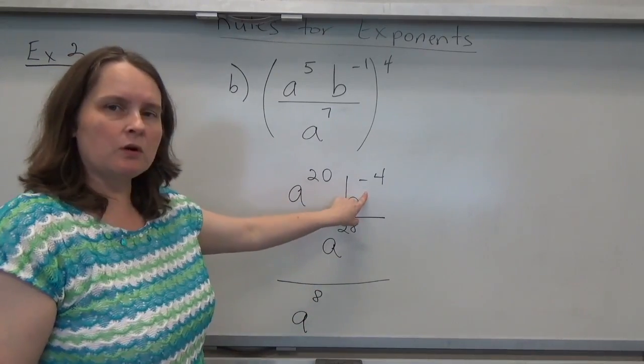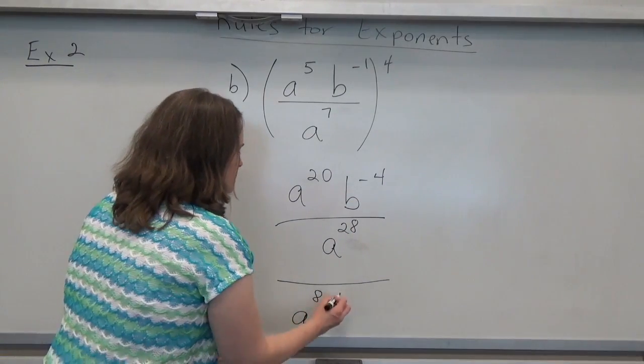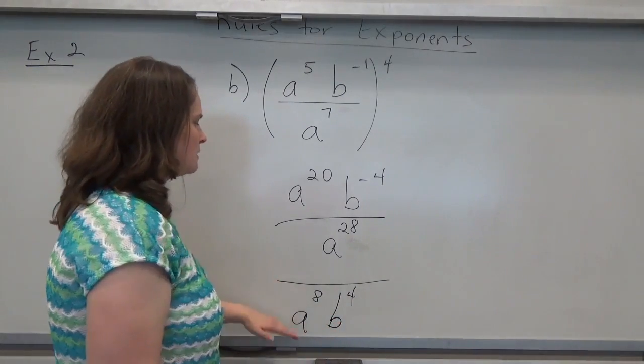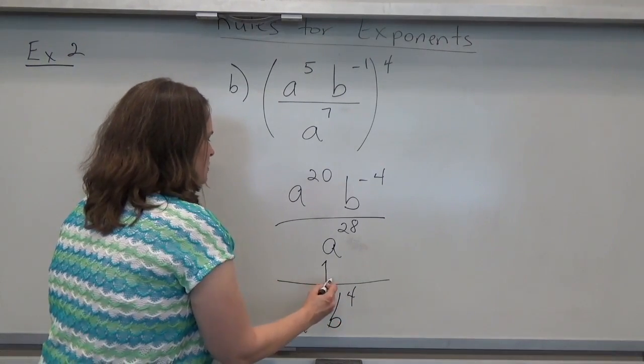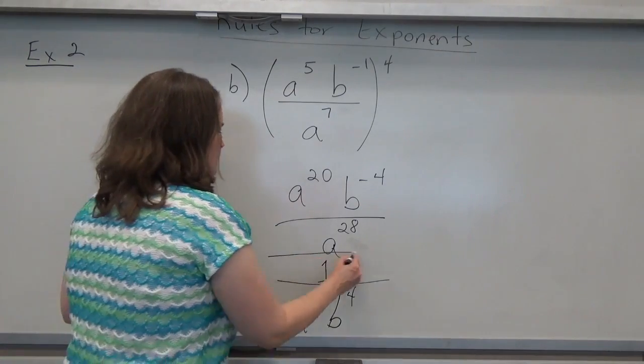B to the negative 4th has to go into the denominator because it's got a negative exponent, so it's going to be b to the positive 4th. All right, so everything has moved out of the numerator. We're just left with a 1 up here. So it's going to be 1 over a to the 8th times b to the 4th for our answer.